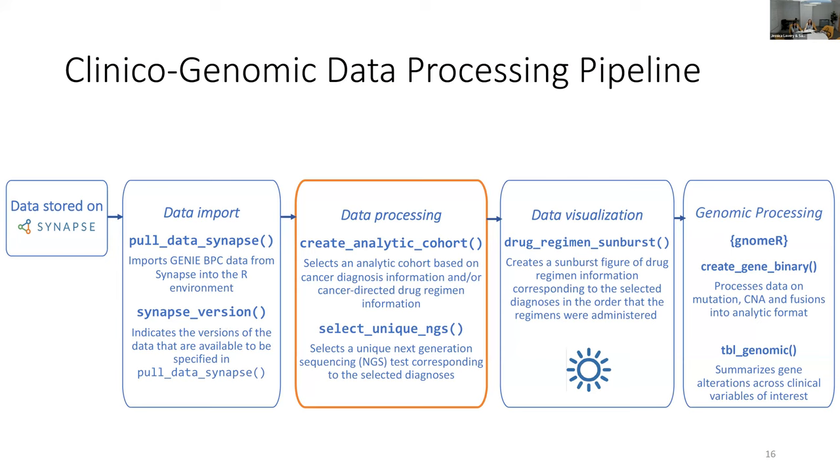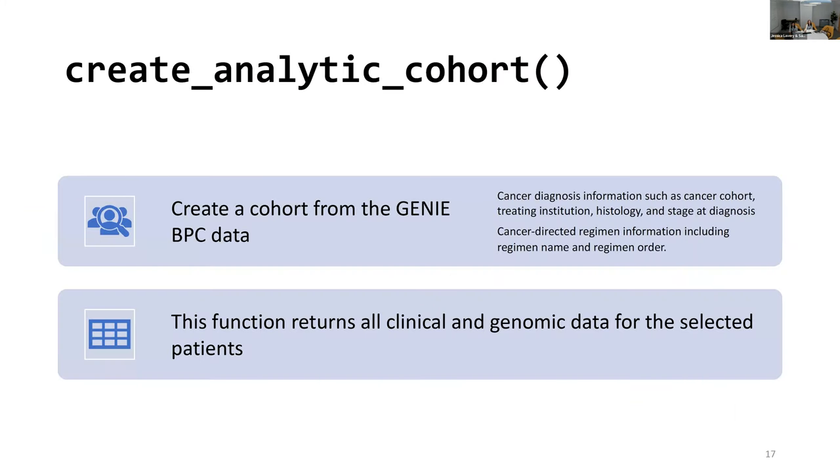So we'll talk about data processing for the clinical data to start, and we'll talk about the functions create analytic cohort and select unique NGS. We'll come a little bit later, and we'll talk also about visualizing some of that clinical data. The create analytic cohort function is used to create a cohort from the GENIE-BPC data. As Sammy mentioned at the beginning, the clinical data that are part of GENIE include cancer diagnosis information, including cancer cohort, treating institution, histology, stage of diagnosis, and we also have a lot of cancer-directed regimen information, including the regimen name and the regimen order, and the cancer that the drug regimen was given for, in addition to all of the pathology, radiology, and medical oncology information.